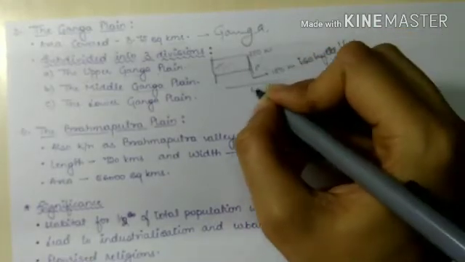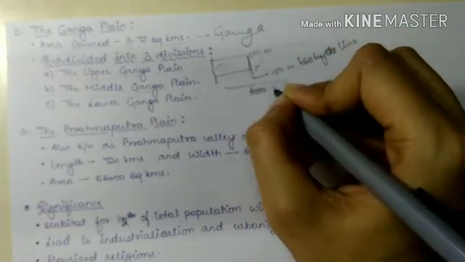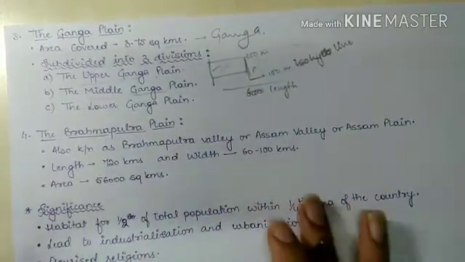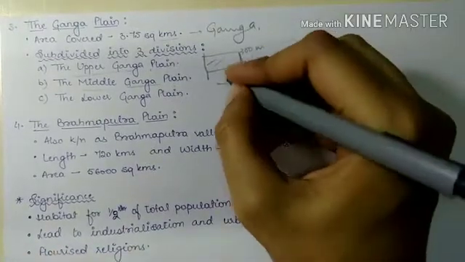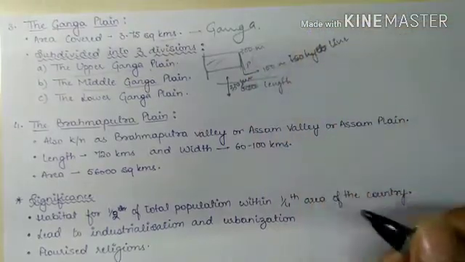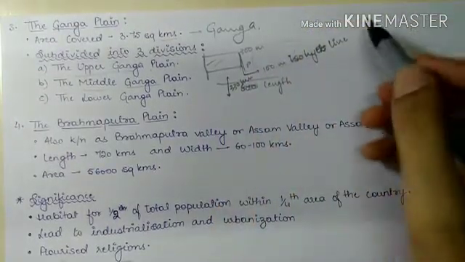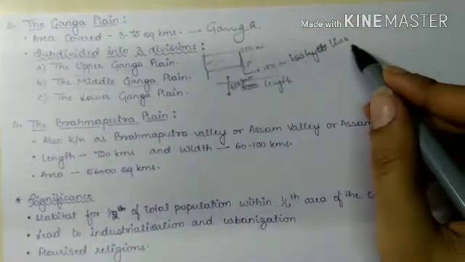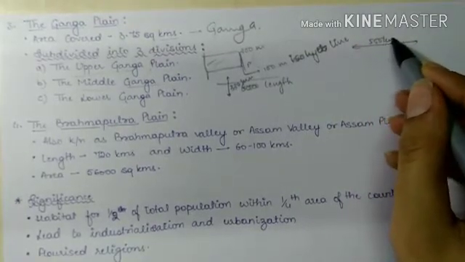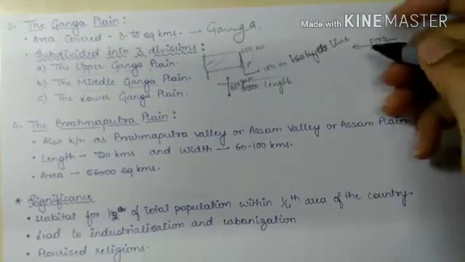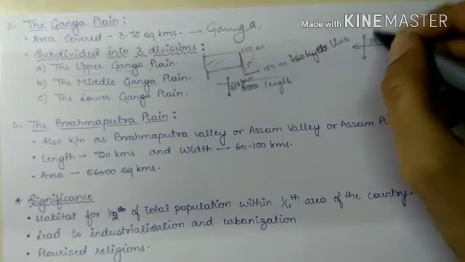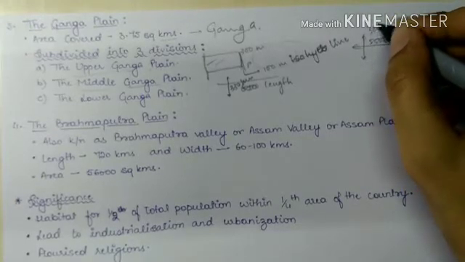Sorry, it is 600 kilometers in length, running from east to west, and nearly 330 kilometers from north to south. Okay, and the Upper Ganga Plain is 550 kilometers in length from east to west, and from north to south it is 380 kilometers wide.